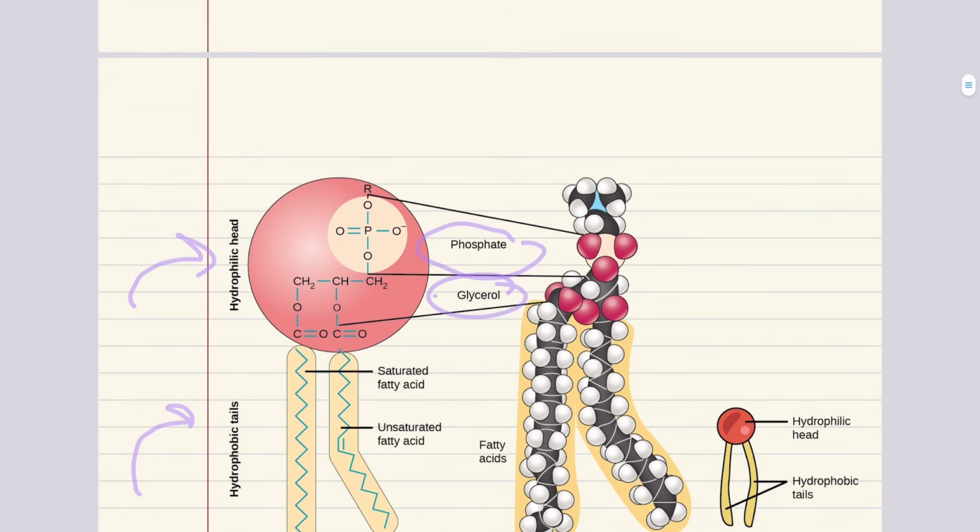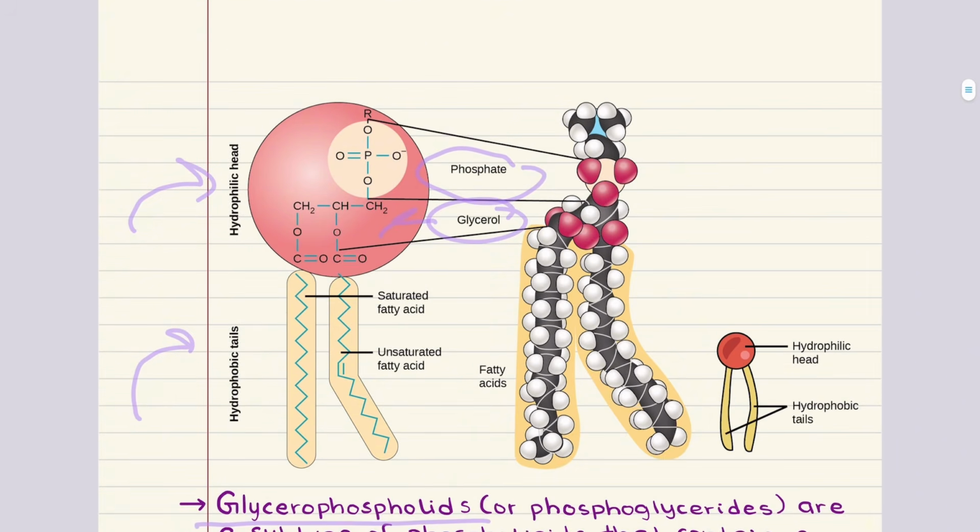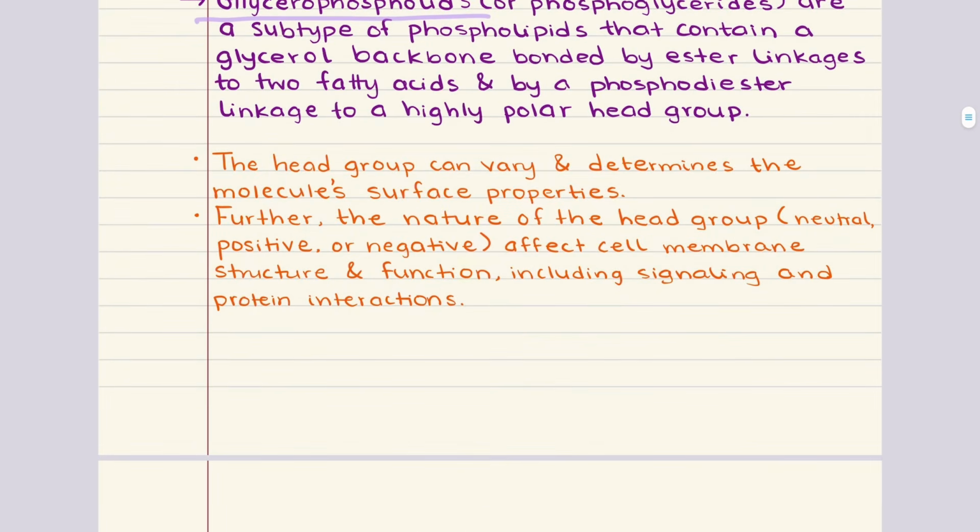The glycerol sits in the middle. The fatty acid tails extend downward. One is straight and one is a little bit kinked to represent saturation and unsaturation. And the phosphate head group projects outward to interact with water. This structure makes glycerophospholipids amphipathic, and it allows them to form the lipid bilayer of cell membranes. Now, the identity of the head group can vary, and that determines the surface properties of the molecule.